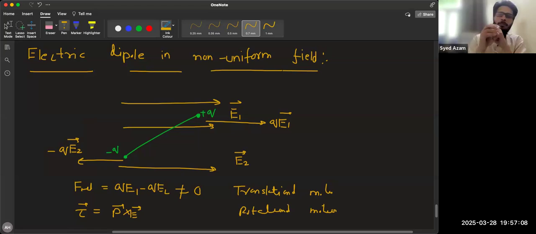In uniform field, the dipole will just have simple harmonic motion. There won't be any translation, but in non-uniform field, it will have a combination of both translation and rotation.